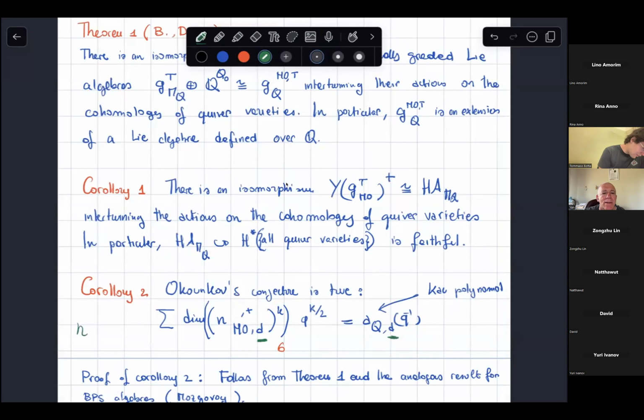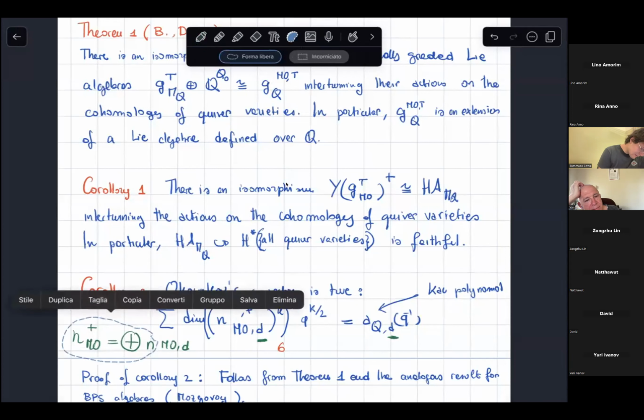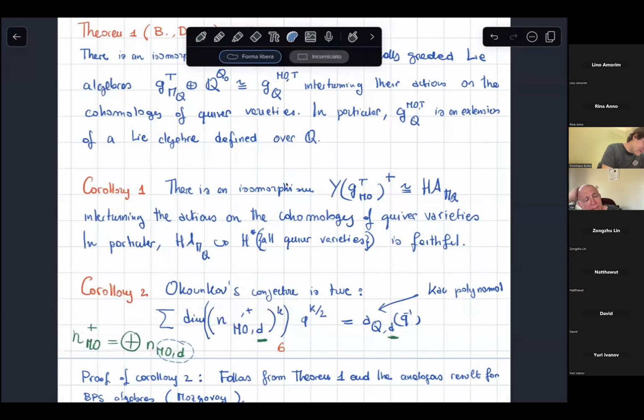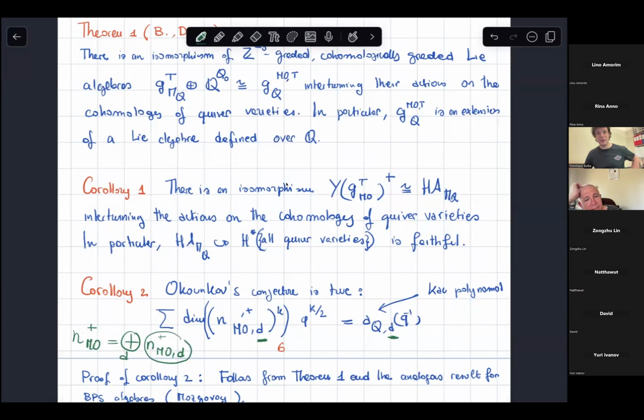In my Maulik-Okounkov Lie algebra, the positive part is the direct sum of the Maulik-Okounkov Lie algebras for all dimension vectors D. Each of these pieces also has a cohomological degree, which I pick by fixing some K. Then you take the Euler characteristic, taking the graded dimension. Correct, right. Okay.